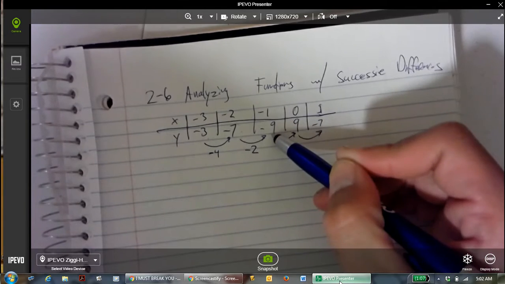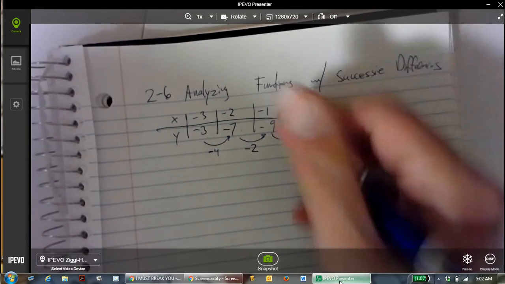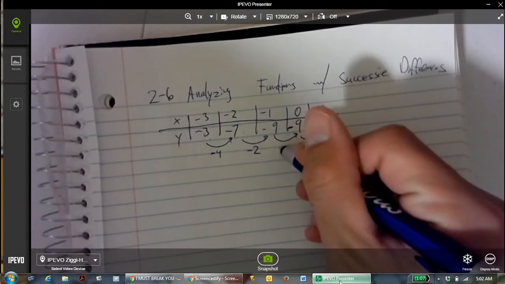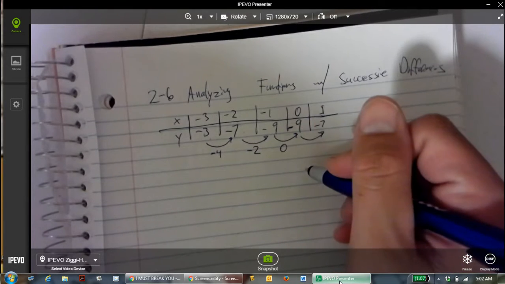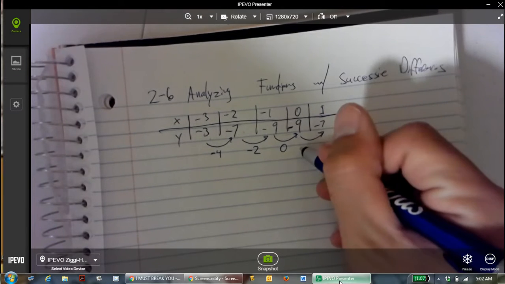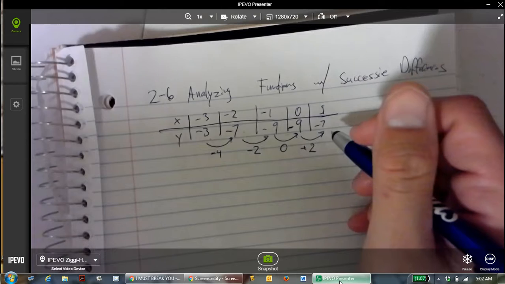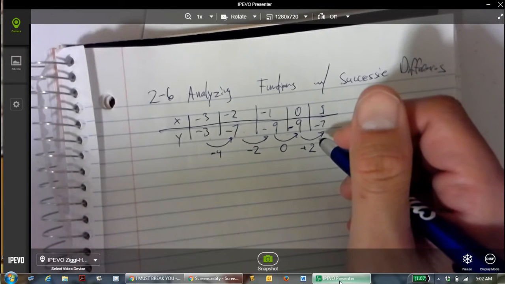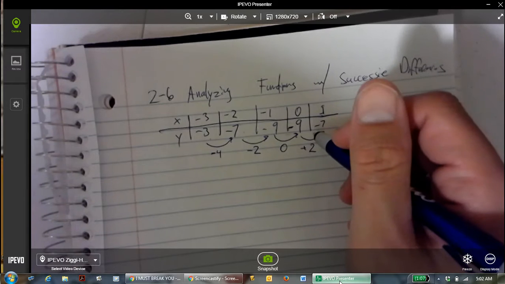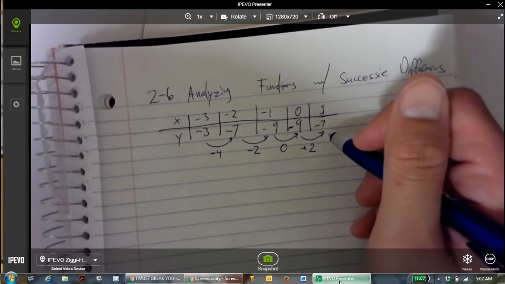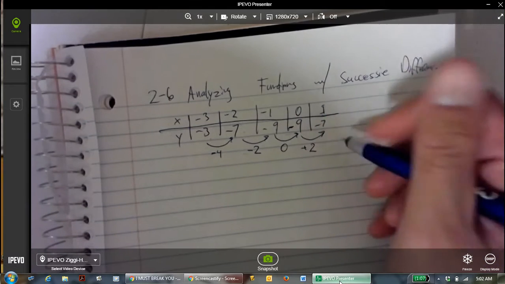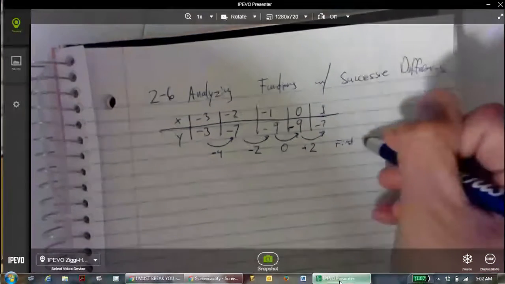From -9 to, oh, I'm sorry, these are both supposed to be -9. That's just 0. And then from -9 to -7, I added 2. Did I add 2? Yes, I added 2. So does this pass the first differences test? This is the first differences test right here.